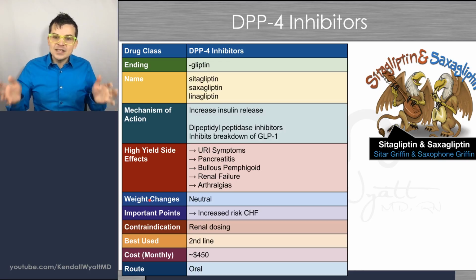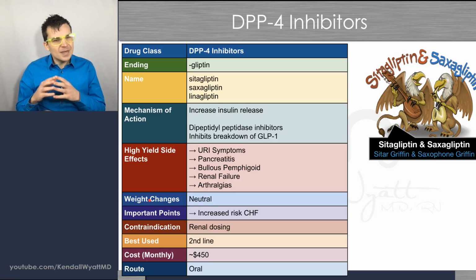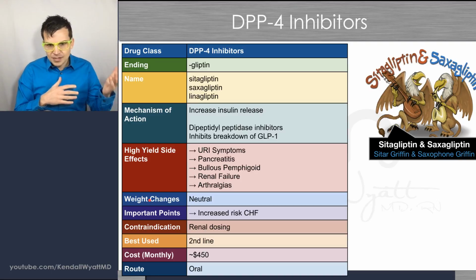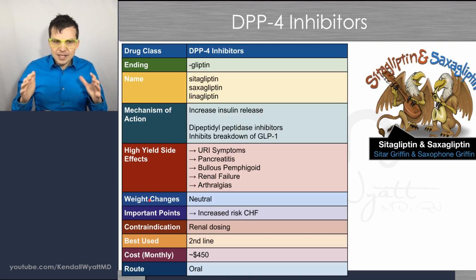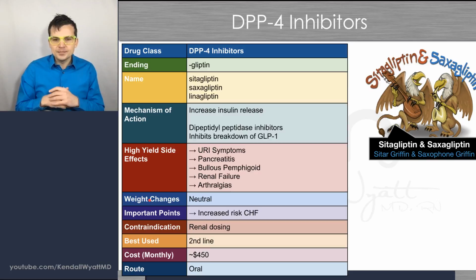Now, with these medicines, you've got to know some high-yield side effects, because there's a bunch of them. Well, there's upper respiratory tract infection-like symptoms. Yes, it's there. But because these medicines work on the same mechanism that really stimulates the pancreas to increase insulin and decrease glucagon, working on alpha and beta cells, you can get pancreatitis. So remember that. That's really important.